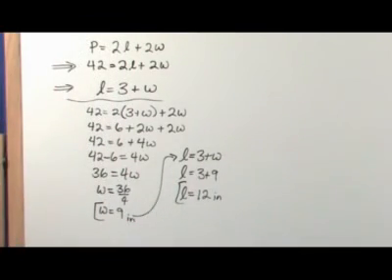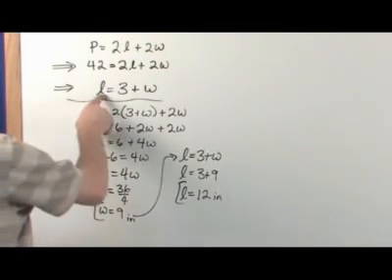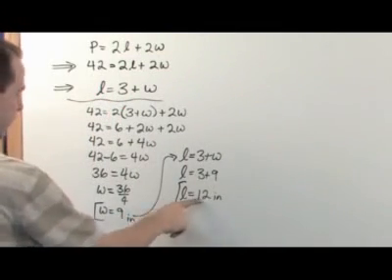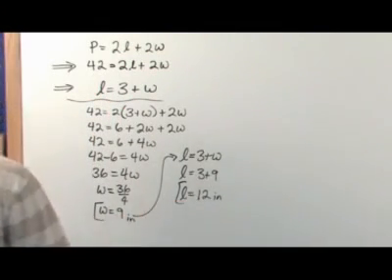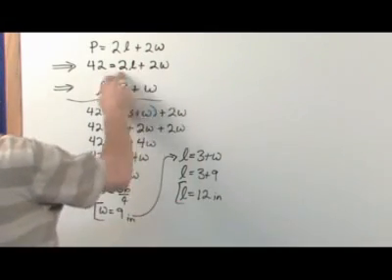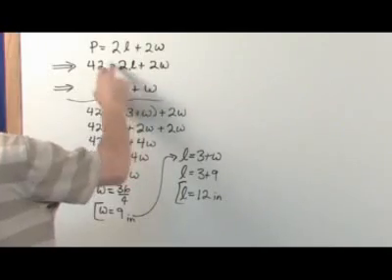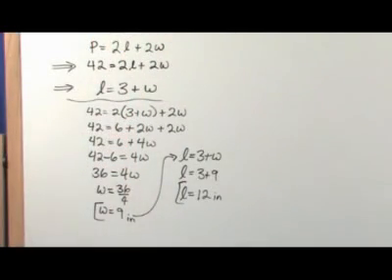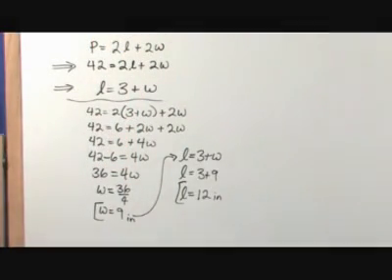Okay? So, does the length equal 3 plus the width? Well, sure it does. 3 plus the width gives me my length. And if you were to take these two numbers and put them up into here, you would find that the perimeter all the way around this rectangle is going to be 42 inches.